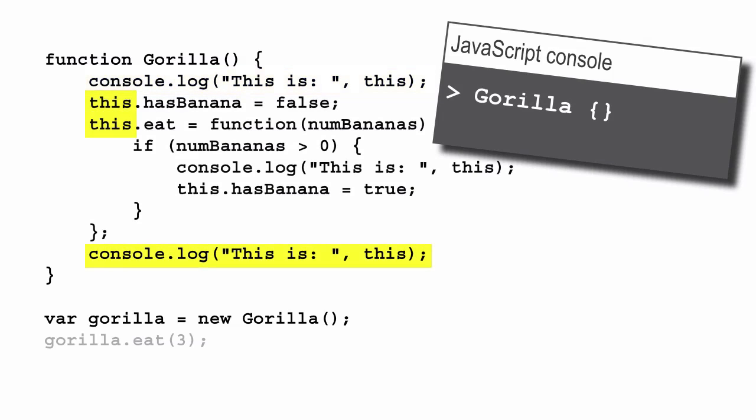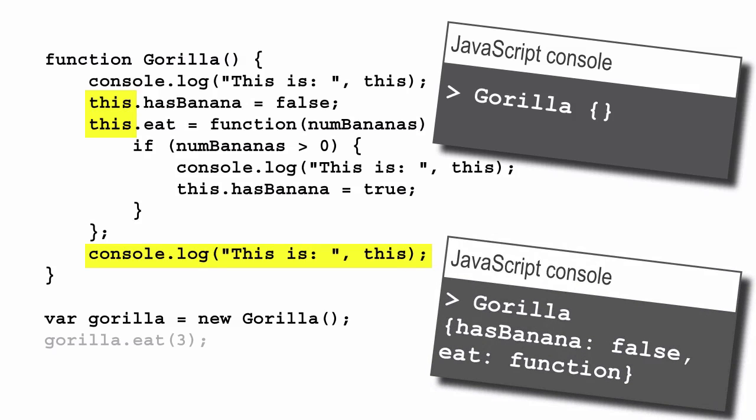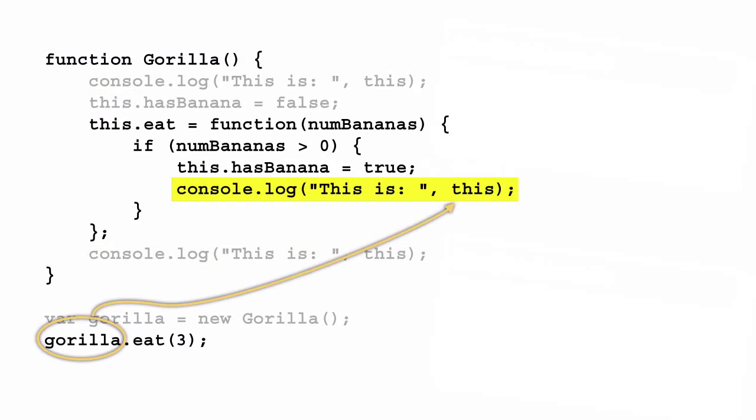We then proceed to fill in that empty object by adding properties to it. So at the bottom of the constructor function, the value of this is now a Guerrilla object with two properties, hasBanana and a method eat. The object that is the value of this is then returned from the constructor function and assigned to the Guerrilla variable. Just like before with our Guerrilla object literal, the value of this in the eat method is determined when we call the eat method.